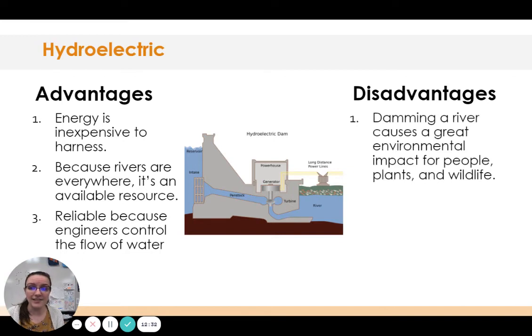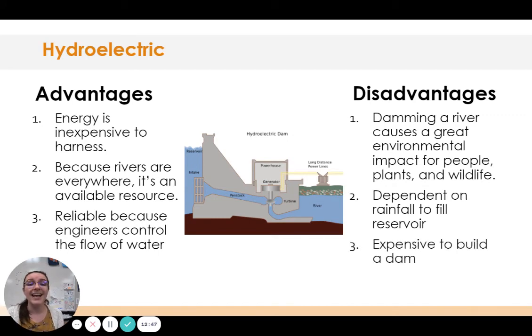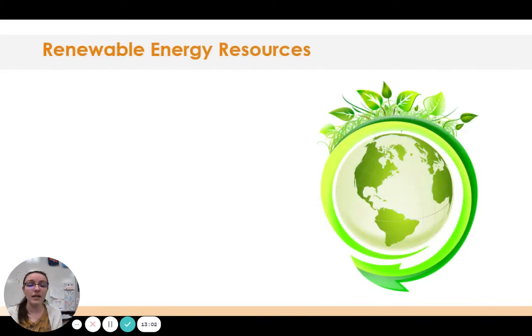Some disadvantages is that damming a river can cause a huge environmental impact for people, plants, wildlife. It can destroy ecosystems, and you're dependent on rainwater to continuously fill the reservoir. And building a dam is expensive. So the dam is expensive, but once the dam is set up, the energy is not super expensive. But it can cause some big environmental impacts for people downriver.